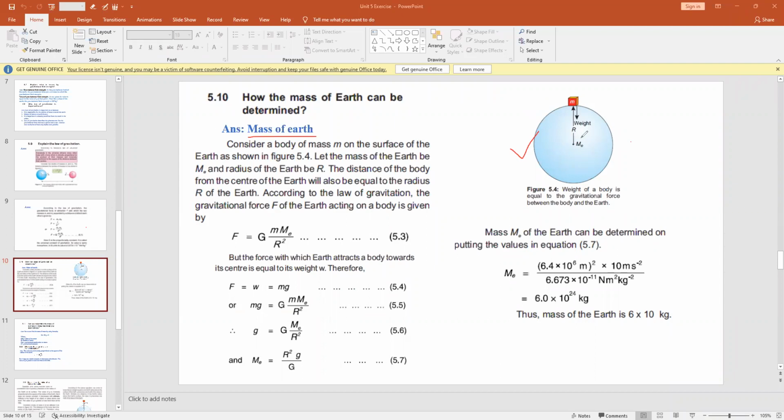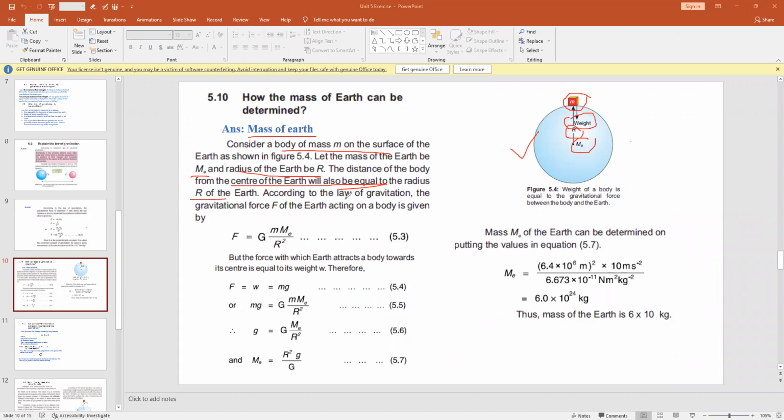This is the Earth, this is the mass of Earth, this is the radius of Earth that is represented by capital R. Some mass is placed on the Earth that is represented by small m, and it is directed toward the center of Earth with a force equal to weight, right? So first of all, you have to draw this diagram. Then you have to give the explanation of this diagram: consider a body of mass m on the surface of Earth as shown in figure. Let the mass of Earth be Me, and the radius of Earth be capital R. The distance of the body from the center of the Earth will also be equal to the radius R of the Earth, right?